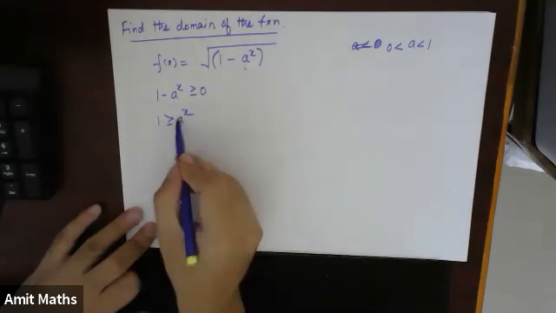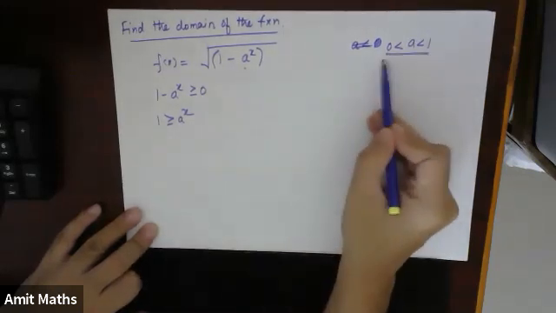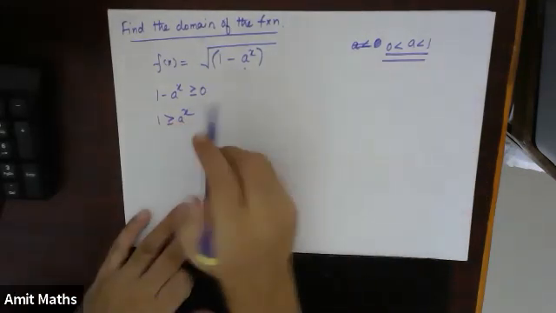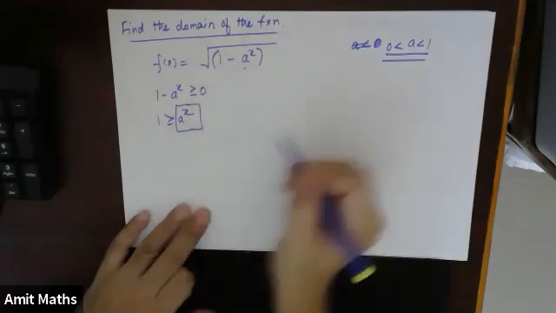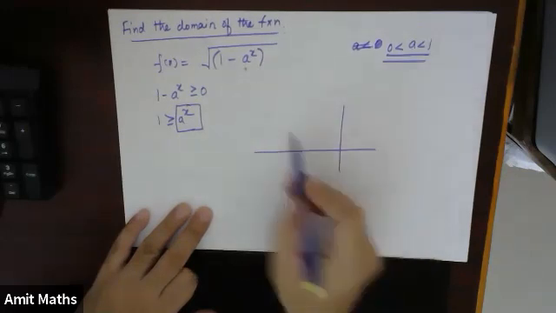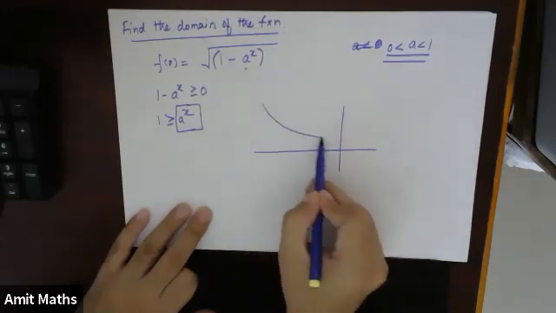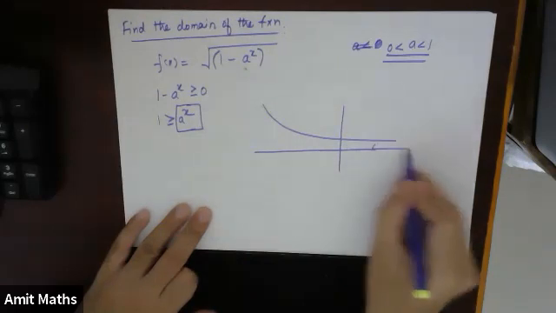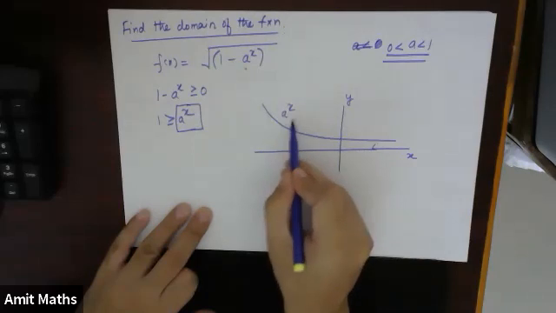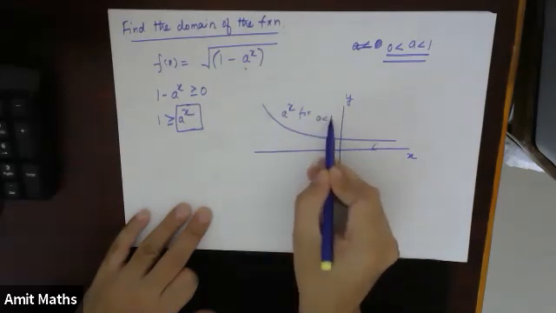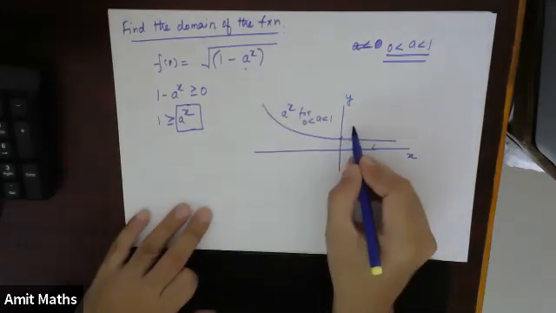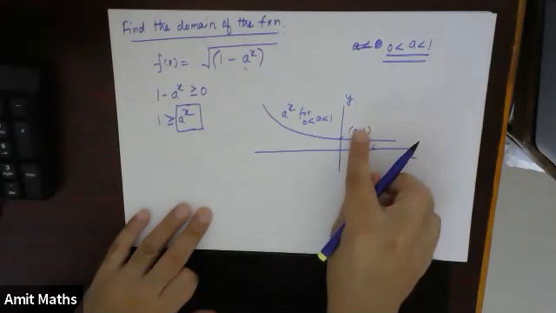Now, they have already given that a is less than 1 and greater than 0. If I try to draw the graph of a to the power x, then the graph will be something like this, where this is the x-axis, this is the y-axis, and this is the graph of a to the power x for a less than 1 and greater than 0. Now, this point is (0, 1).